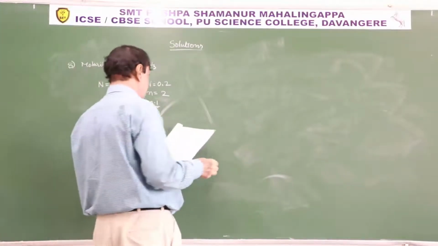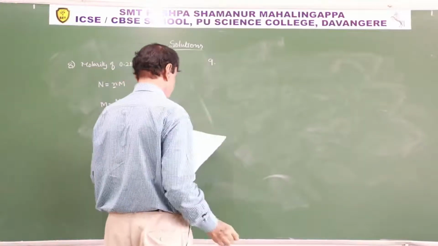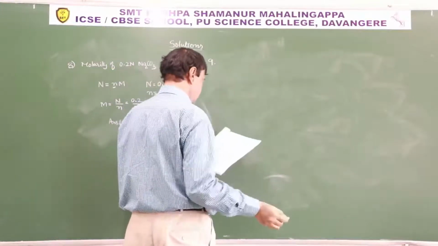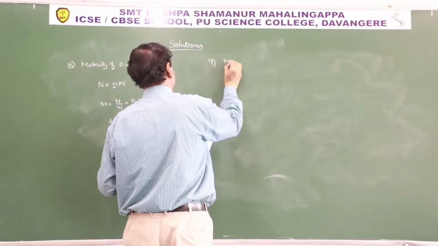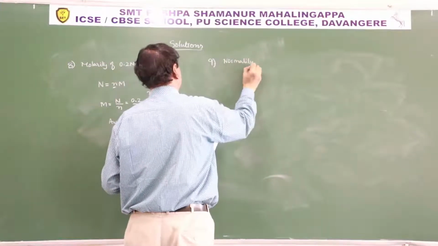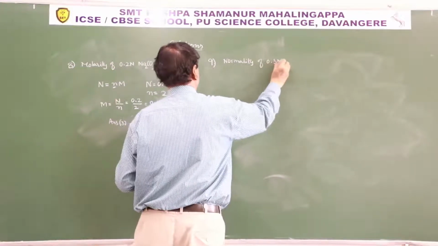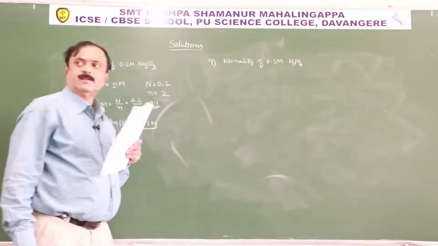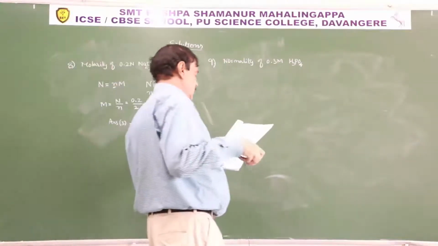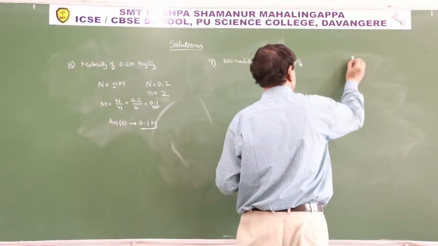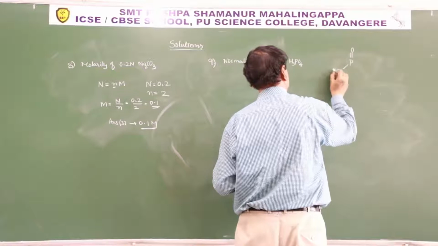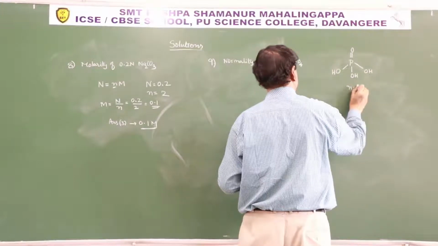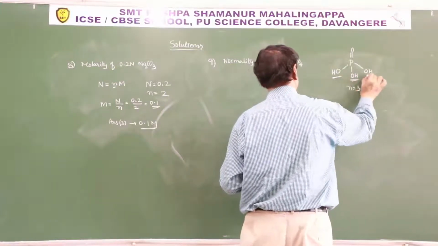Now, question number 9. Normality of 0.3 molar phosphoric acid, orthophosphoric acid. Now you know the structure of orthophosphoric acid: H, O, H, O, H, O, H. Here the n factor is equal to 3: 1, 2, 3.